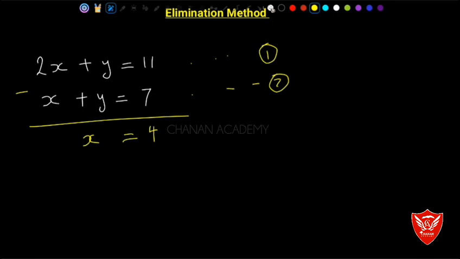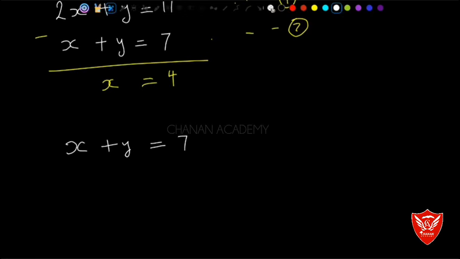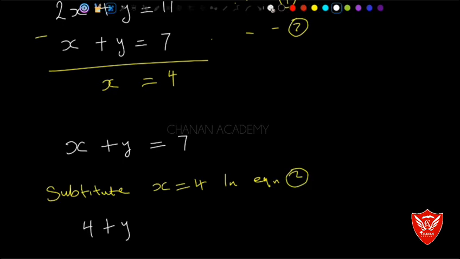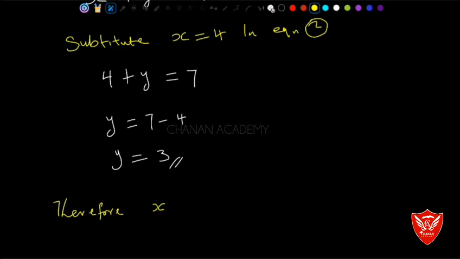After solving for the variable x, we can then substitute x equal to 4 in either of the equations, either equation 1 or 2. So let's use equation 2, where we have x plus y is equal to 7. And if x is equal to 4, we substitute x equal 4 in equation 2. So then we have 4 plus y equals 7, and then y is equal to 7 minus 4, which is going to give us 3. Therefore our x is equal to 4 and y is equal to 3.